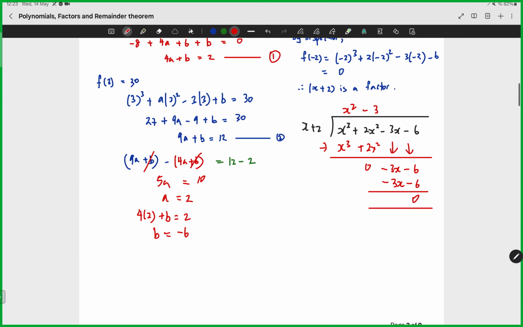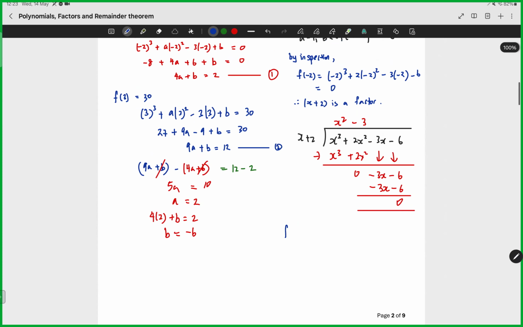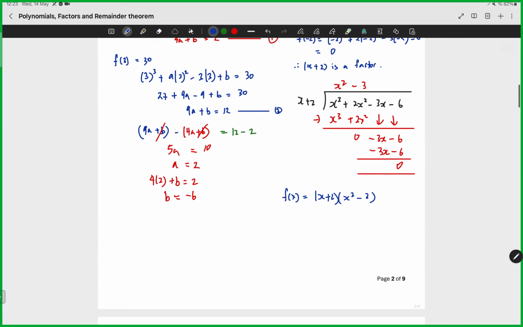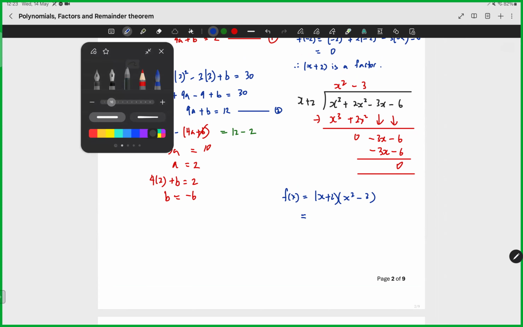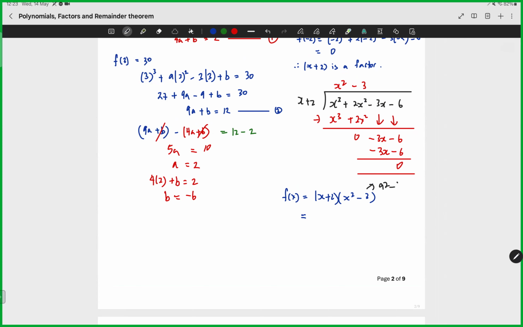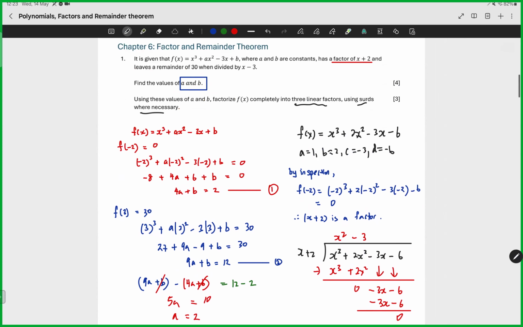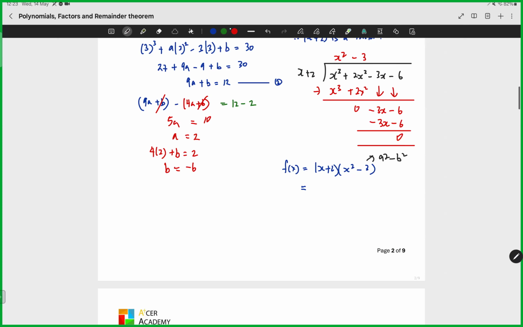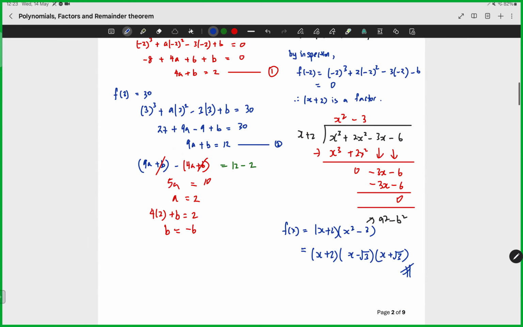So now we know that f(x) equals x plus 2 times (x squared minus 3). Since we want to factorize x squared minus 3, we have to use the idea of a squared minus b squared, since they said it's okay to use surds where necessary. So that will be (x plus 2)(x minus root 3)(x plus root 3). Answer.